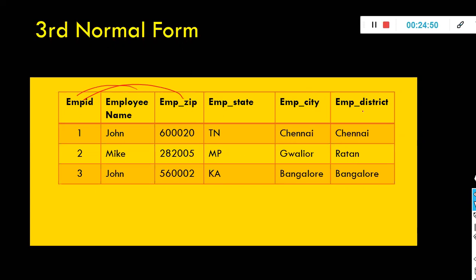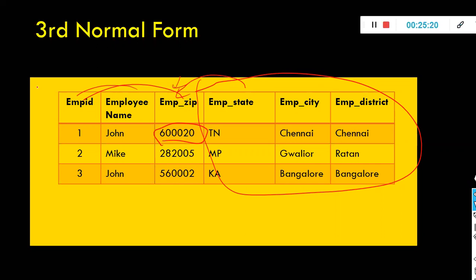An employee state, employee city, and these 3 columns, if you look at it here, right? So these 3 columns depend on the zip code. If somebody tells you the zip code, that is more than sufficient for you to understand in which city, in which district, in which state a person lives. So these three non-key columns depend on another non-key column.